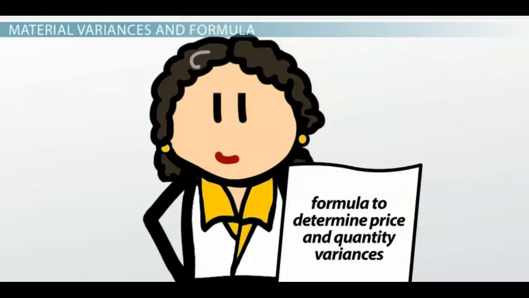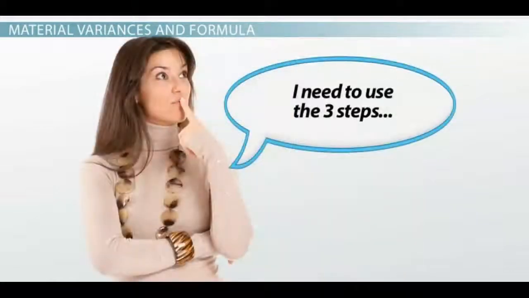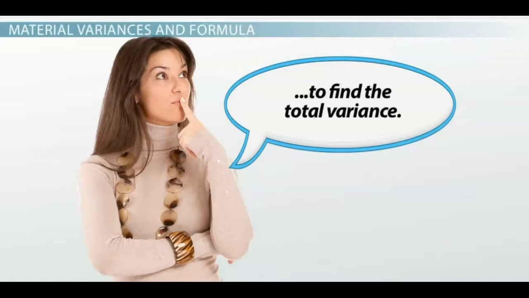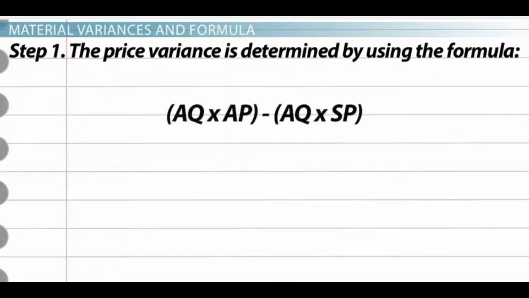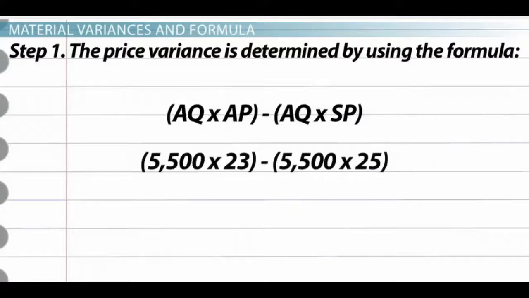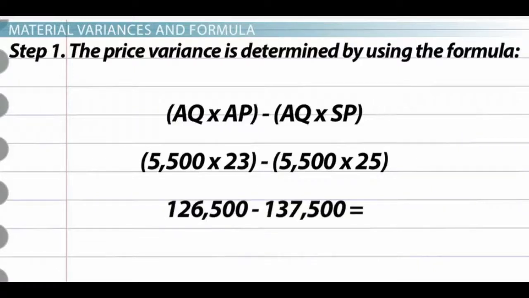Once we know these four pieces of information, we can use a formula to determine price and quantity variances. There are 3 steps to computing the total variance that will provide us with enough information to analyze the data. Step 1. The price variance is determined by using the formula AQ times AP minus AQ times SP. 5,500 times 23 minus 5,500 times 25, 126,500 minus 137,500 equals negative $11,000.